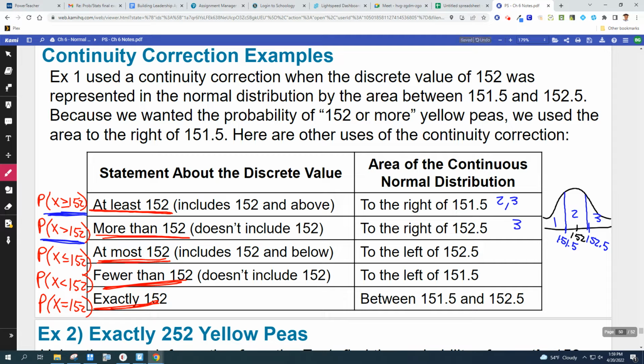To the left of 152, this time we're going to be in regions 1 and 2, which is to the left of 152.5. Less than 152, or fewer than 152, we're only to the left of 151.5, region 1. And exactly equal to 152, we're between 151.5 and 152.5, or just region 2. I think that's a little bit confusing, but those are the 5 different possible things that could happen. We just did the first one, but maybe we do the second one or the third one next time.